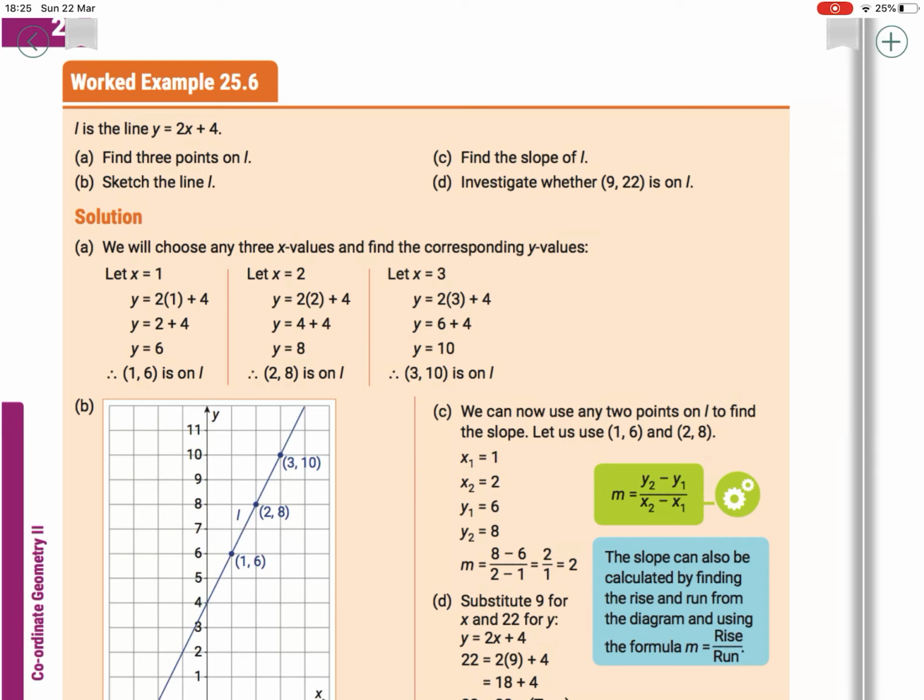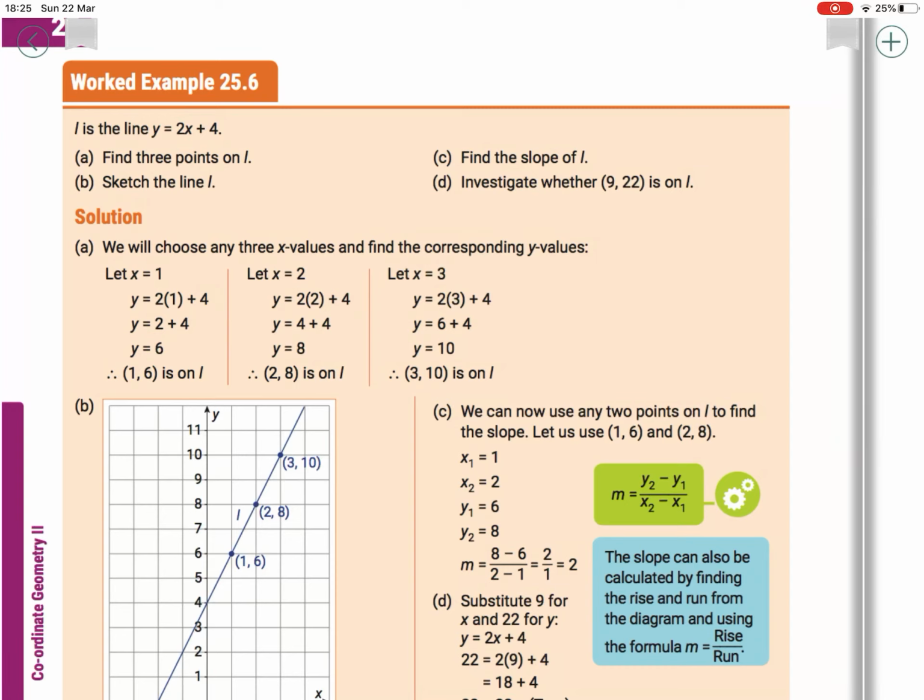All you do is put 1 in place of x, and then work it down until you get y equals a number. So you'll see it says when x equals 1, then y equals 6 for the first column there. And then you get a point (1, 6), and that's a point on line L.